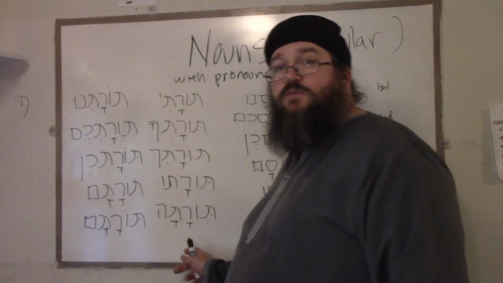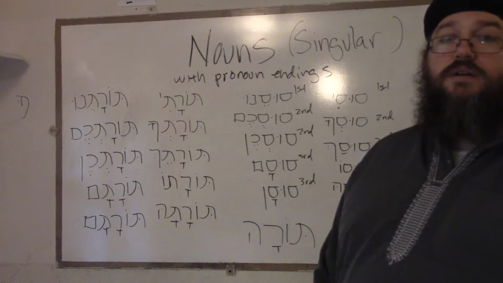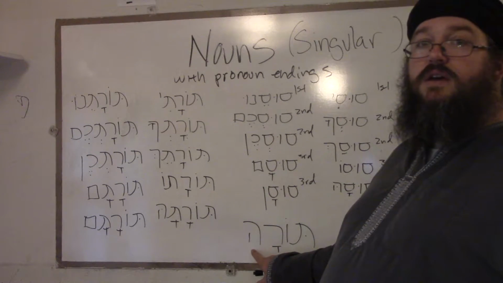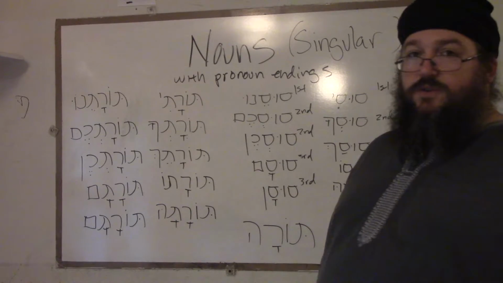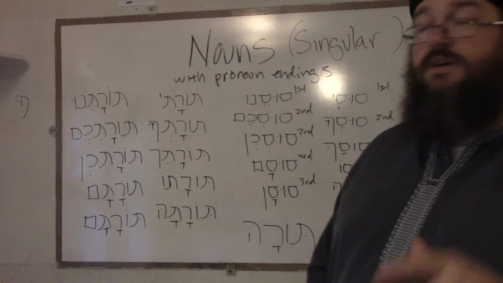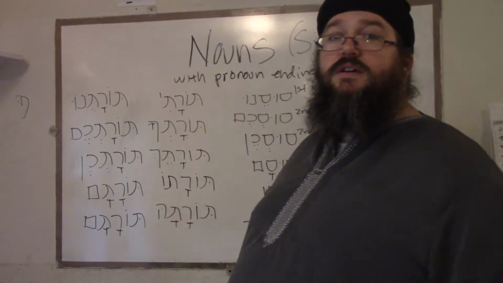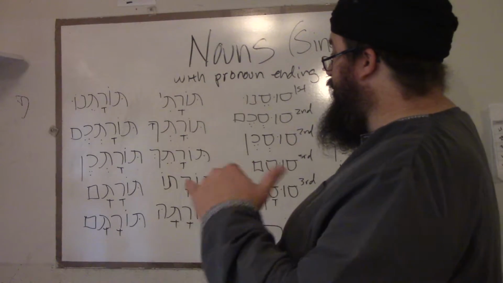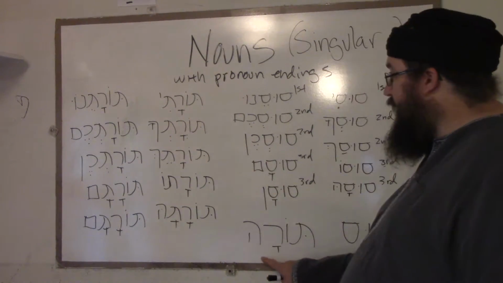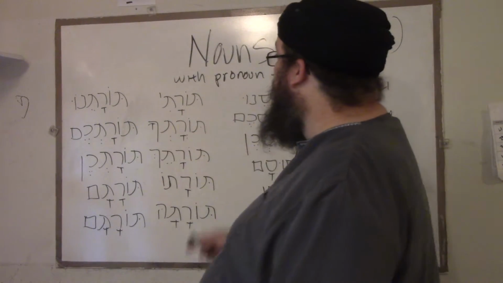Remember, feminine words, we said, had either a hey or a tav. Here we're using the word Torah. The word Torah has a hey at the end. But there's something special we have to do. When we're adding a pronoun, we have to make the hey become a tav. And so instead of Torah, we say Torat. Every time we use the pronoun ending, we're changing Torah into Torat, as we will see.